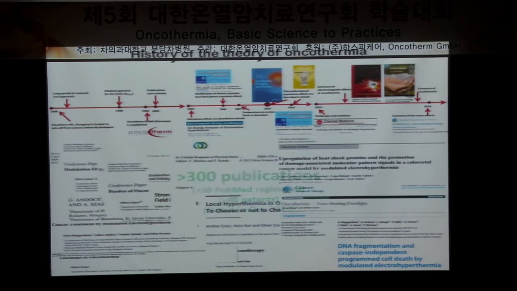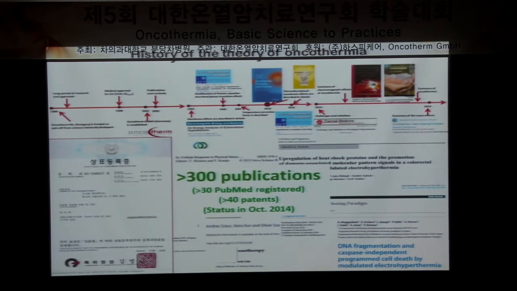There are a lot of other publications, more than 300 from that time. More than 30 are patent registered, many of those more technical. More than 40 patents were published, and here is a certificate about Nanothermia, which I would like to speak about today.